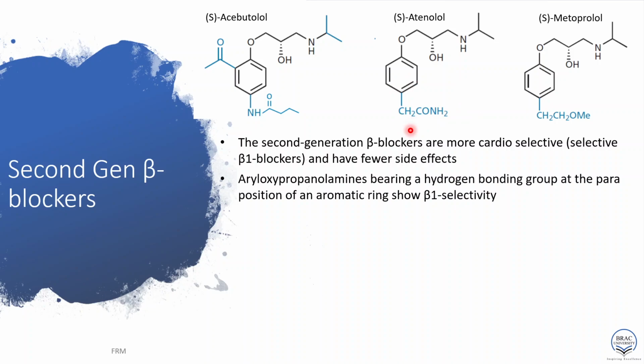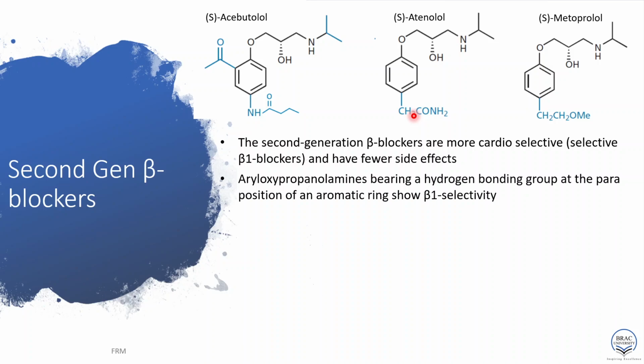This mainly helps give more selectivity towards the beta 1 receptors. In other words, this extra group at the para position mainly helps reduce the selectivity towards the beta 2 receptors and increase selectivity towards beta 1 receptors. So these agents will not cause problems in the lung or in asthmatic patients.